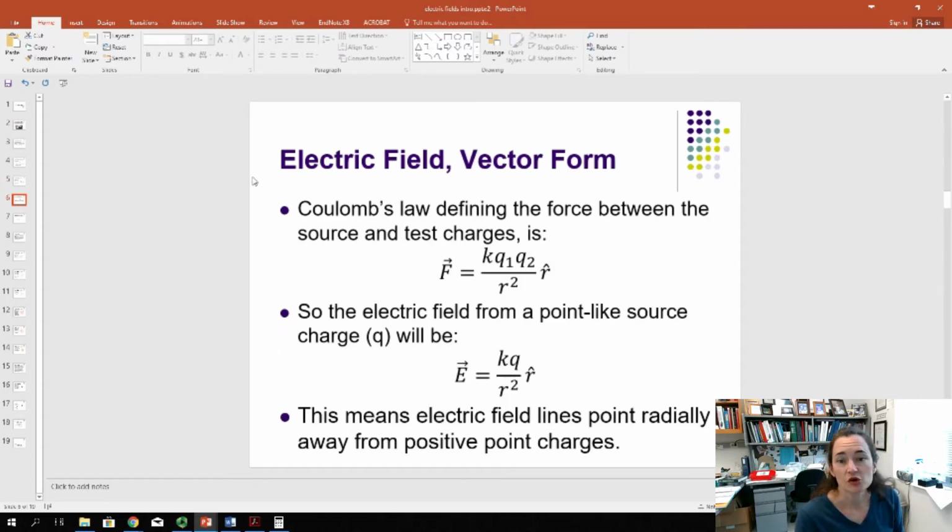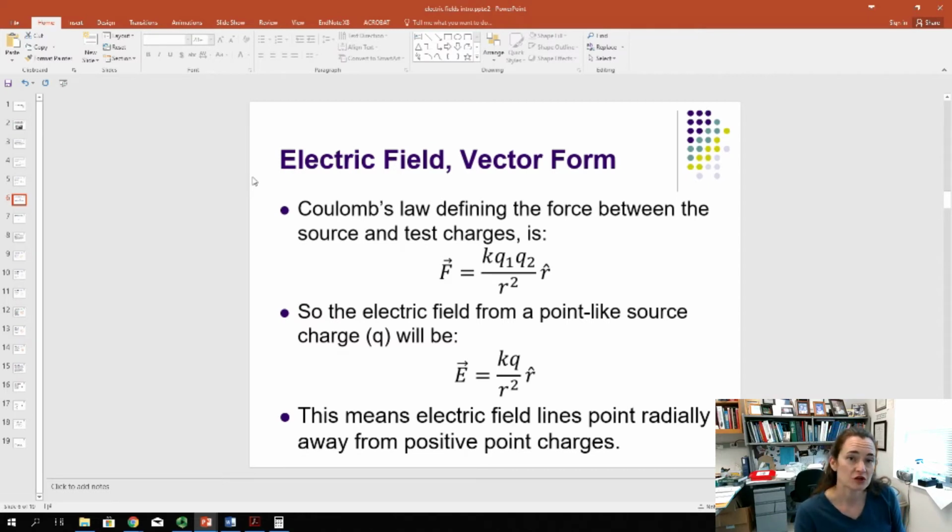Now remember, Coulomb's law defines the force between source and test charges, or any two charges really, as F is equal to K Q1 Q2 over R squared in the R hat direction. Reminding you what those variables stand for, K is the Coulomb constant, 8.99 times 10 to the 9th newton meters squared per coulomb squared. Q1 and Q2 are the magnitudes of those two charges, and R is the center-to-center distance between the charges. R hat is a unit vector indicating that the force is along the line connecting the two charges center-to-center radially.